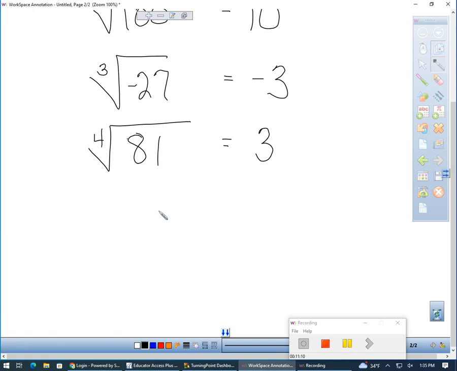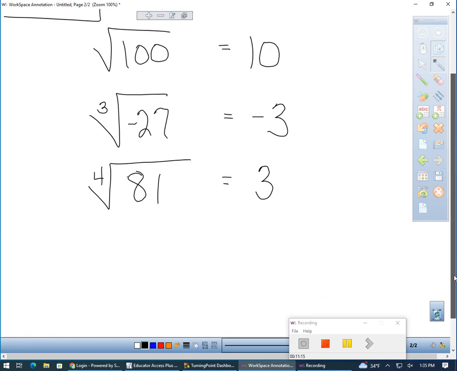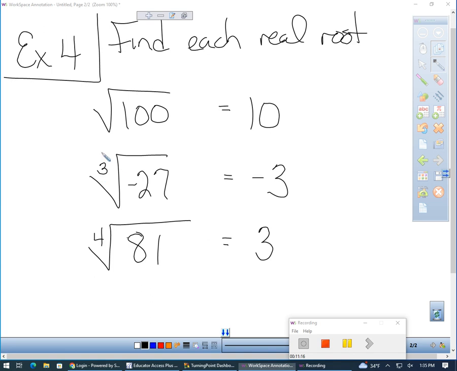Okay. So this is all you are doing. It's a Friday. You got to pay attention to the number that's on the outside. And this is what you are doing for 22 through 25.